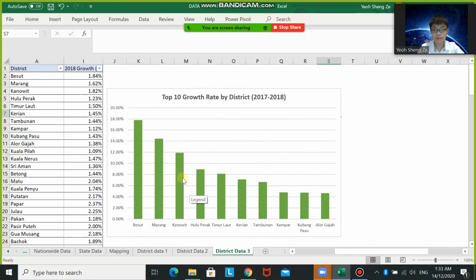As we can see here, Kanowit has a growth rate value of nearly 12%. According to our research, Kanowit is a district located within Sibu Division, Sarawak. In 2017, a bridge was built and officially opened to the public to link Kanowit to interior areas of Sungai Raja. This made Kanowit more accessible by land. I believe this is one of the main factors that contribute to the 12% of population growth from 2017 to 2018.